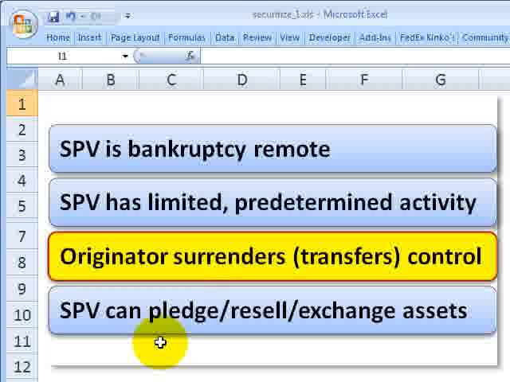So two things I would say about FAS 140. The first is that on September 15th, just about a week ago, FASB issued an exposure draft to amend the FAS 140 rules. So these rules on the margin are certainly subject to change.